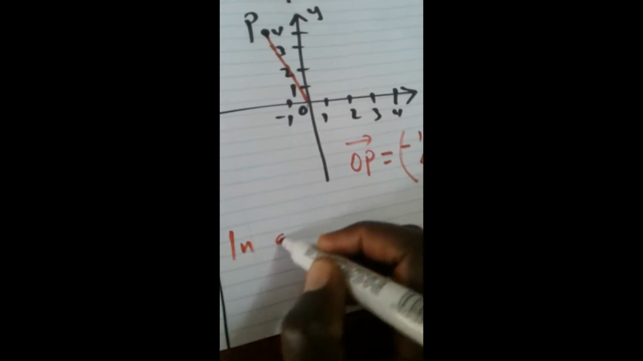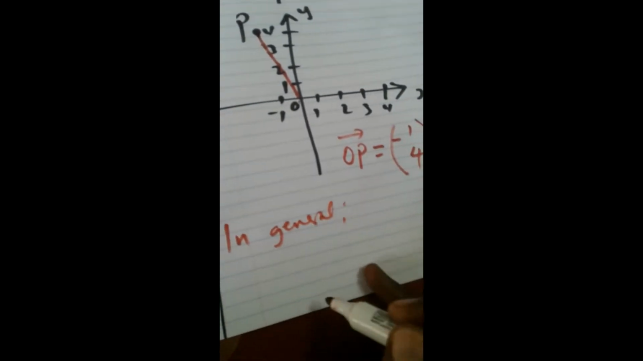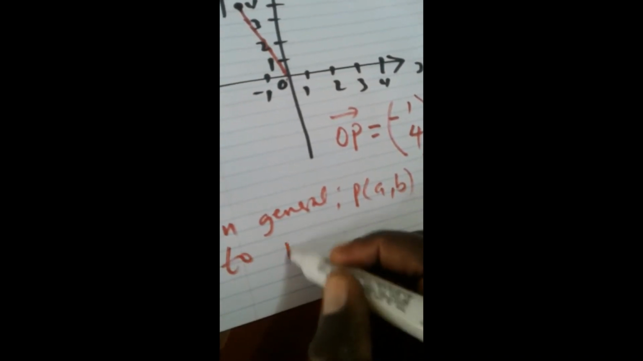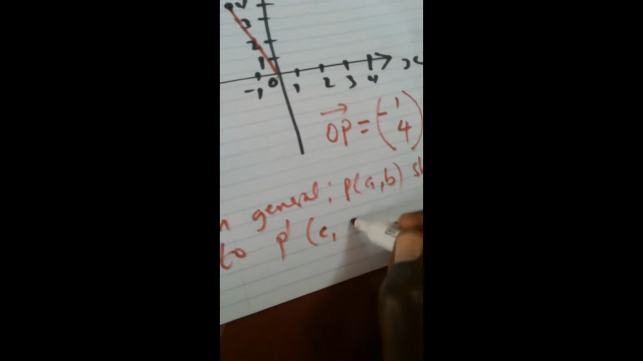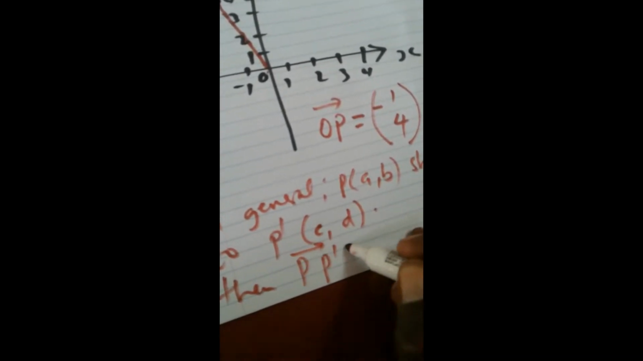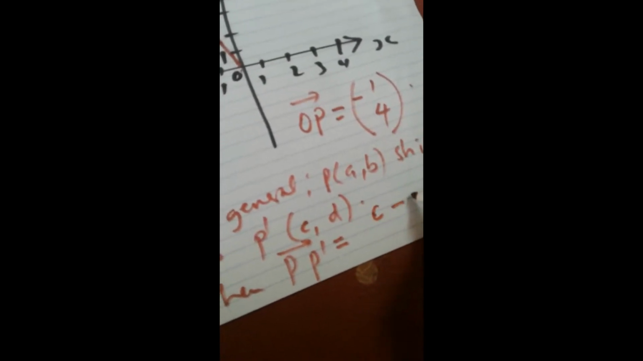In general, if a point P (a, b) shifts or is displaced to another point P prime (c, d), then P prime as a vector is given as (c minus a, d minus b).